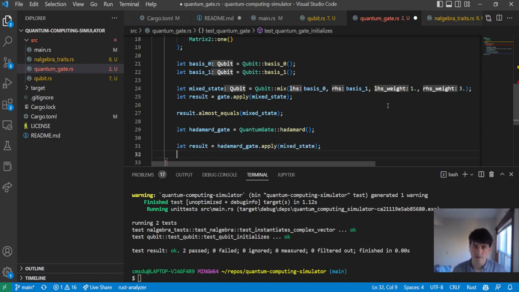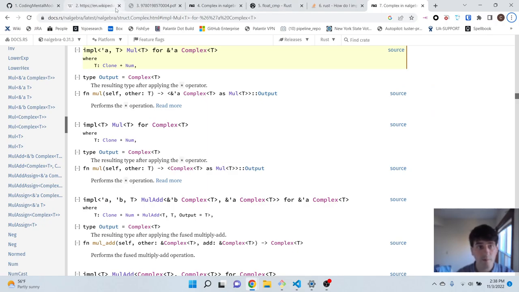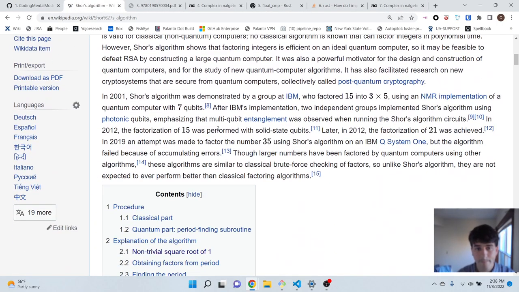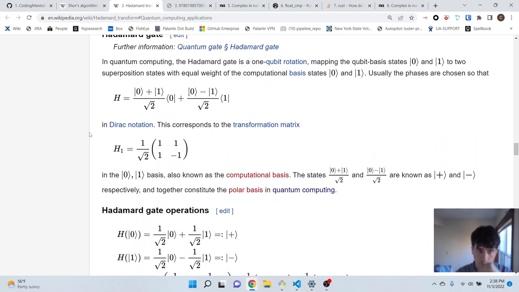Okay, and so what is Hadamard? The Hadamard gate rotates the unit vector or the basis state into a superposition in a predictable way. So let's just grab the definition of that from Wikipedia probably. So this is the transformation matrix for it. And let's see here. It rotates 0 into a superposition and 1 into a superposition.